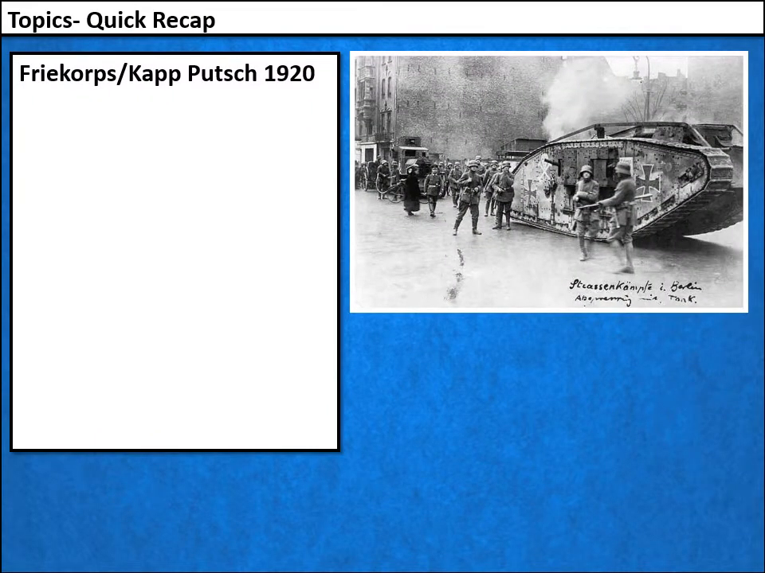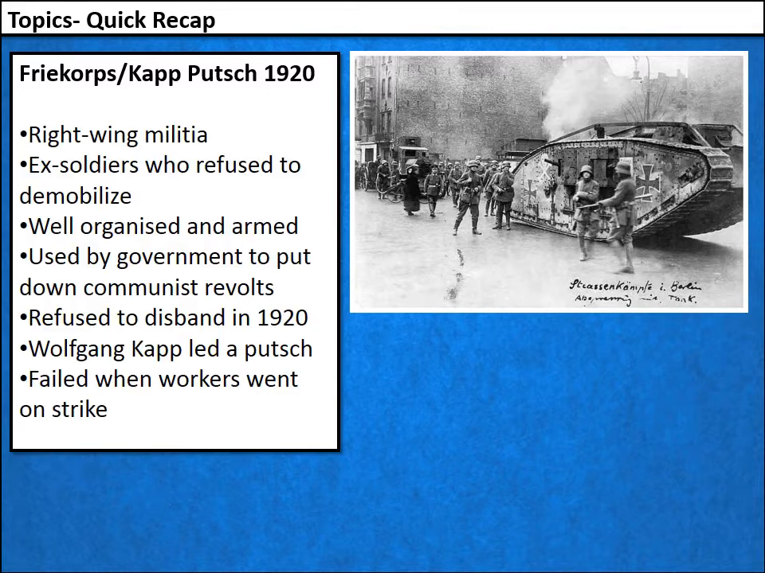Let's remind ourselves of two problems from the early years of the Weimar Republic that feature in the sources. Firstly, the Freikorps and the Kapp Putsch of 1920. The Freikorps were a right-wing militia made up of ex-soldiers who had refused to demobilise at the end of the First World War, a group who were well organised and well armed, who had actually been used by the government to put down communist revolts, including the Spartacist uprising and the Red Rising in the Ruhr. So the government had used them before. However, once they'd served their purpose, they refused to disband in 1920 when the government had ordered them to.